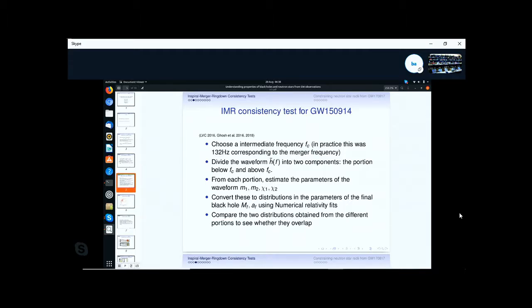But really what you do is you take the Fourier transform H tilde of f and you break this into two components, a portion below this frequency and a portion above this frequency. And for each of these portions, you estimate the parameters of the waveform, which are the masses and the spins. And again, keep in mind that these two portions depend on the same parameters, M1, M2, chi1, and chi2. Then you convert these to distributions in the parameters of the final black hole, MF and chi-F, using the fits from numerical simulations. And then it's straightforward. You compare the two distributions from these portions, and you see whether they overlap or not.